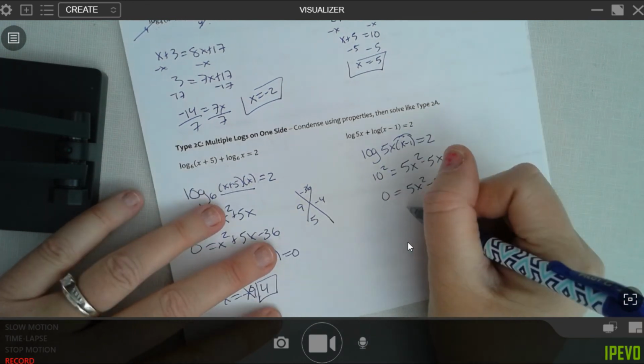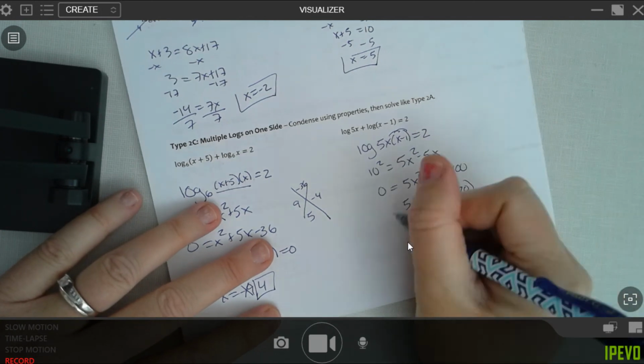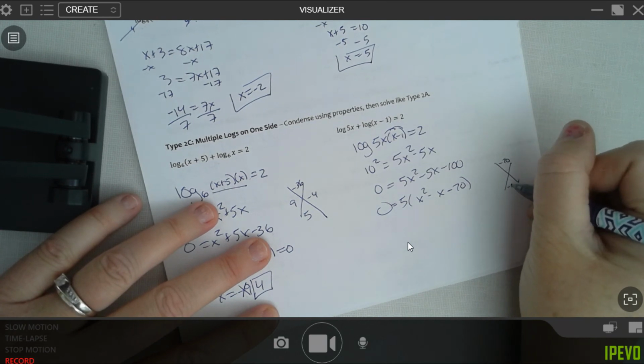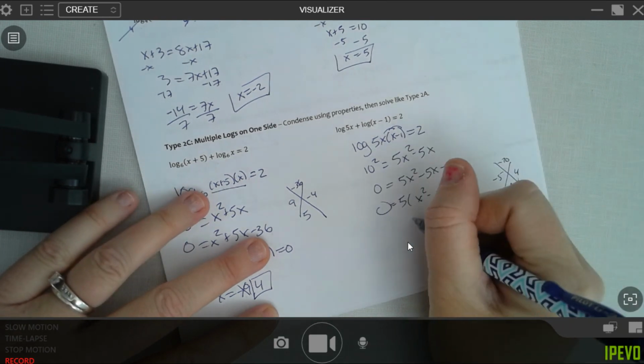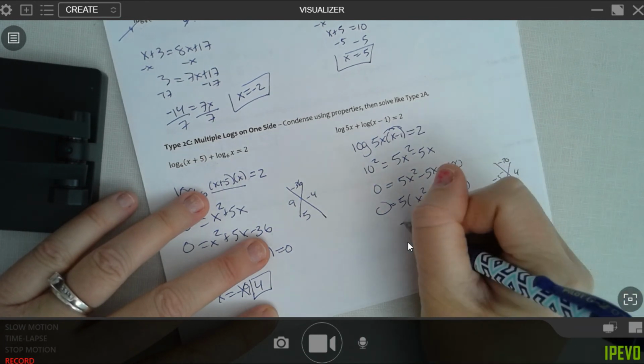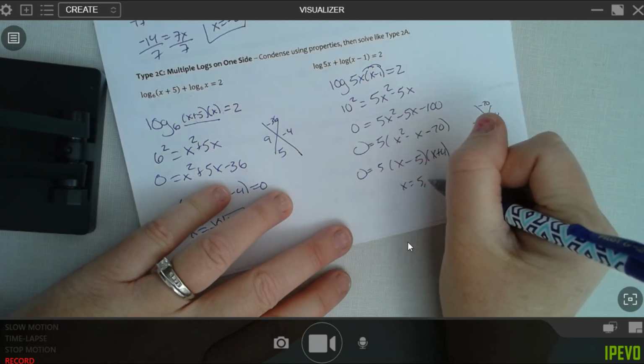I'm going to factor out my 5 to make this side a lot easier to factor. So then I'm doing negative 20 to get negative 1. So it's negative 5 and a positive 4. So then my x's would be 5 and negative 4.